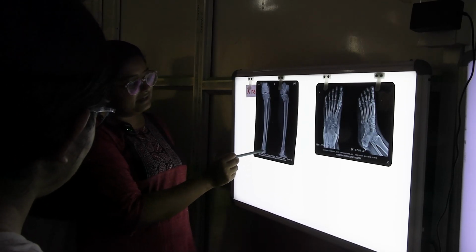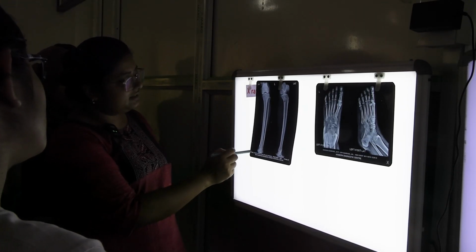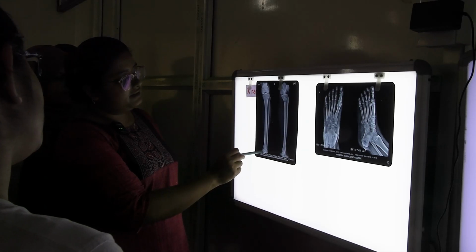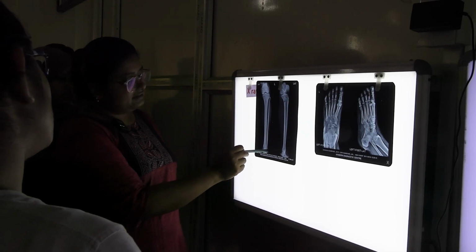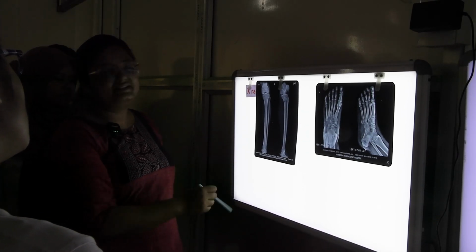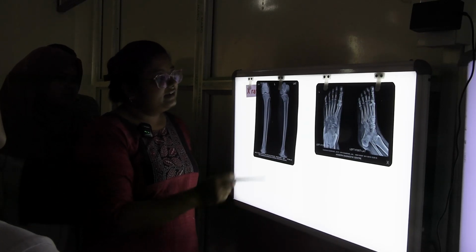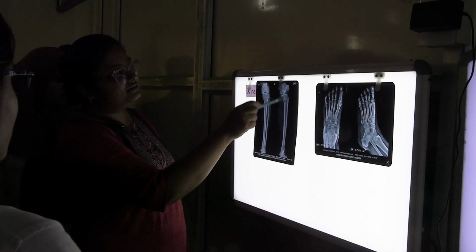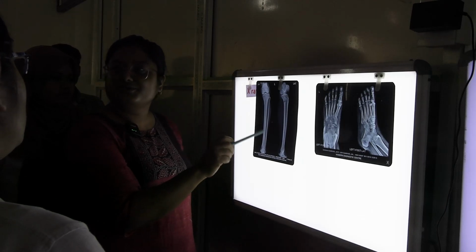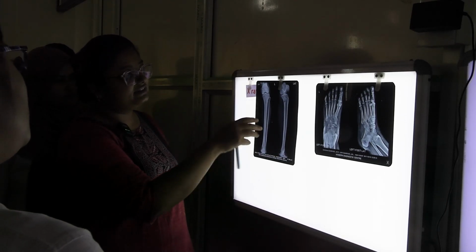And here are the malleoli. Malleoli are frequently asked. So this is the tibial malleolus or medial malleolus, and this is the fibular malleolus or lateral malleolus. And this is the lateral view. Tibia and fibula are superimposed. That's how you identify the view.